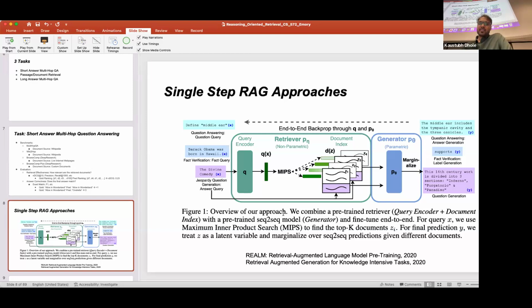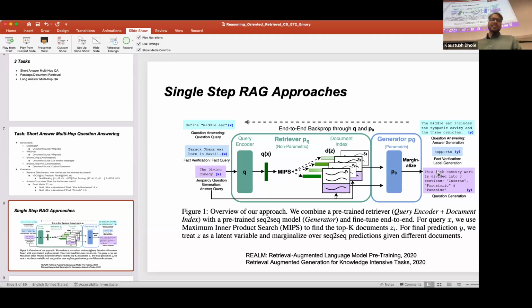And here, what the authors do is that they take a simple query, then they apply a BERT-like encoder to come up with a query vector, and they do the same with document vectors as well. Then they take the top k documents, and those top k documents are passed to a generator in order to generate a final answer.